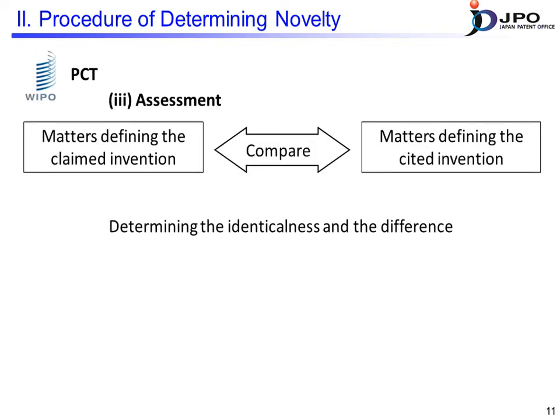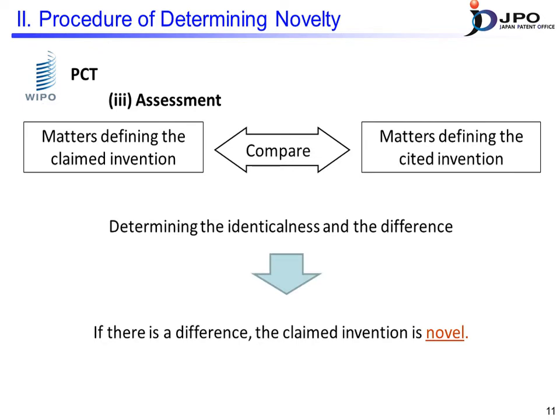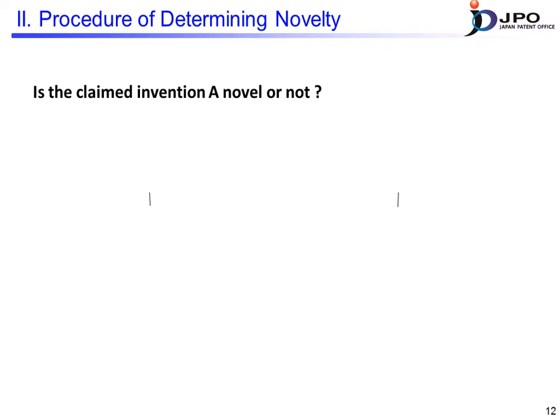The third step is to compare the claimed invention and the cited invention. Examiners compare the matters defining the claimed invention with the matters defining the cited invention and determine the points of identical features and differences. If there is a difference, the claimed invention is novel. I will explain this using figures so that you can easily understand.